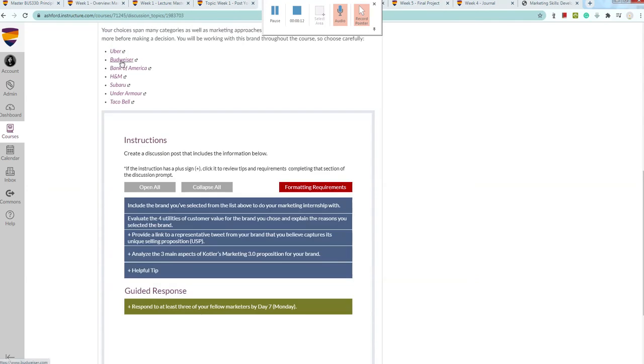It is either from Uber, Budweiser, Bank of America, H&M, Subaru, Under Armour, or Taco Bell. And they go through every week, and as they go through every week, they add different pieces of marketing strategy to their plan. This way, not only is the heavy load of writing a marketing plan divided throughout the weeks, but it also gives students an opportunity to practice and apply the theory they learn in each learning week right away in the internship company they are working on.